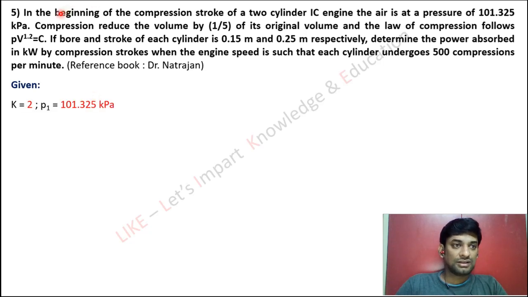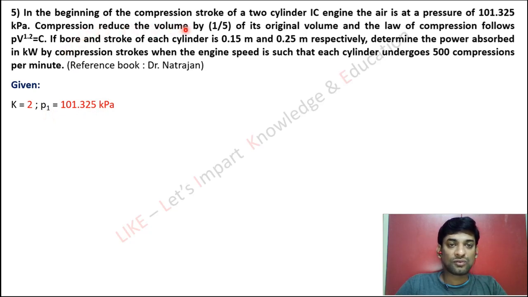Listen, in the beginning of compression stroke of a two-cylinder, number of cylinders are 2. So, K should be written as 2. K is nothing but number of cylinders. At a pressure of 101.325 kilopascal. So, initial pressure is 101.325 kilopascal. P1 is equal to 101.325 kilopascal.